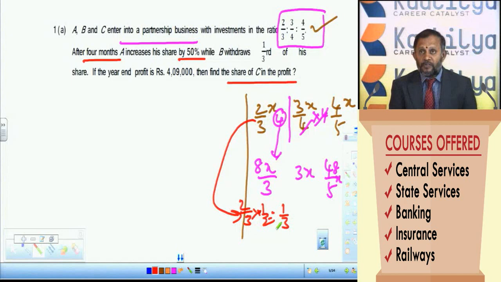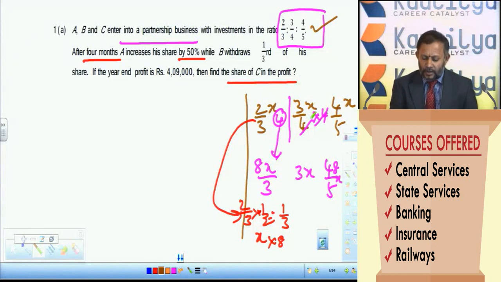So 2/3 plus 1/3, that is 1, or x. This remains constant for the remaining 8 months. Next, the investment of B, which was 3/4 x earlier, is reduced by 1/3.